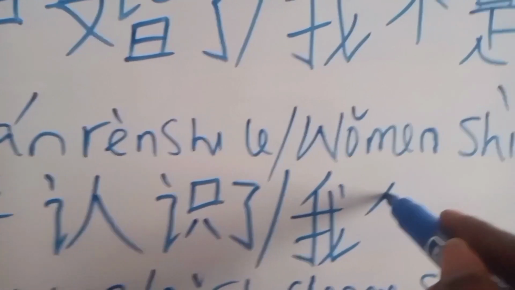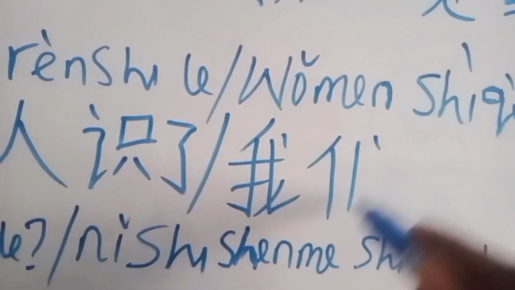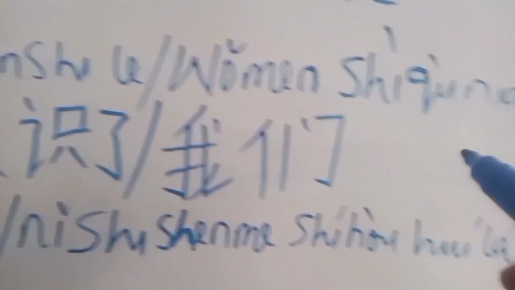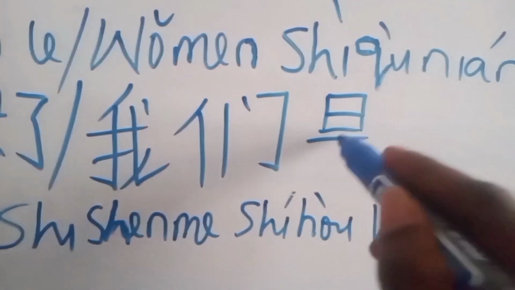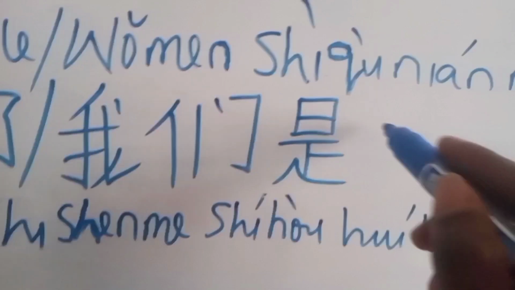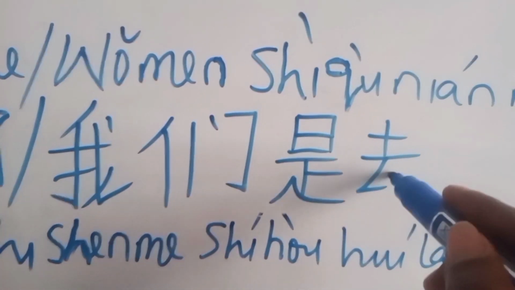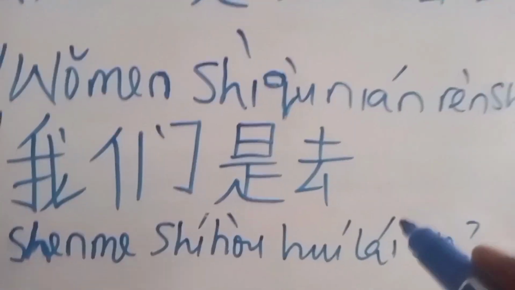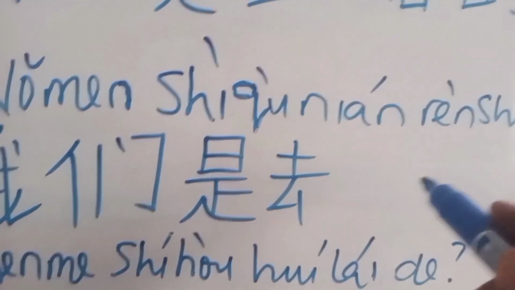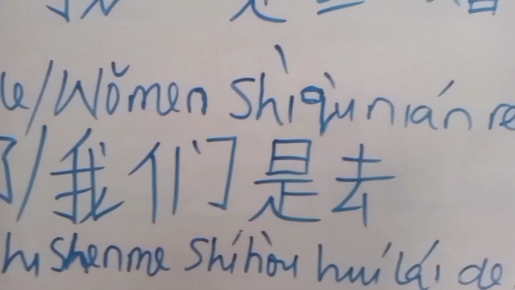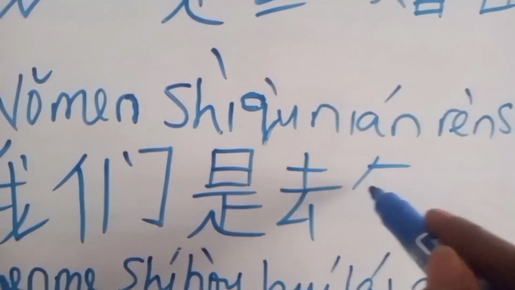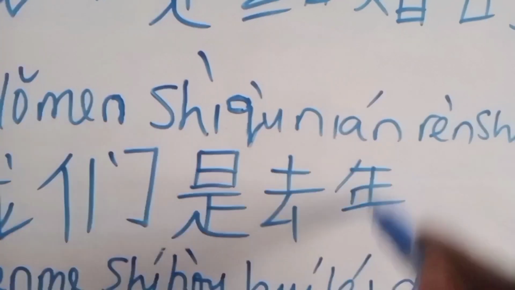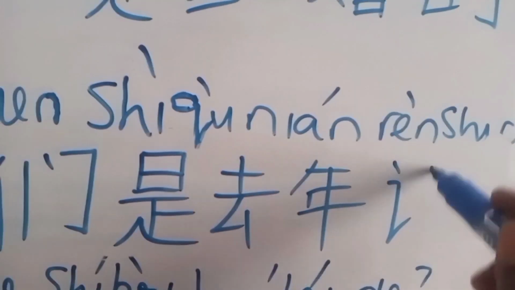我们. I'm fast with the character writing because my students are no longer beginners. 我们是去年. There's a construction going on beside my house. I have tried to reduce the noise. I've shut every window, every door. So you guys will have to manage, bear with me. 去年. You have to bear with me. 去年认识.